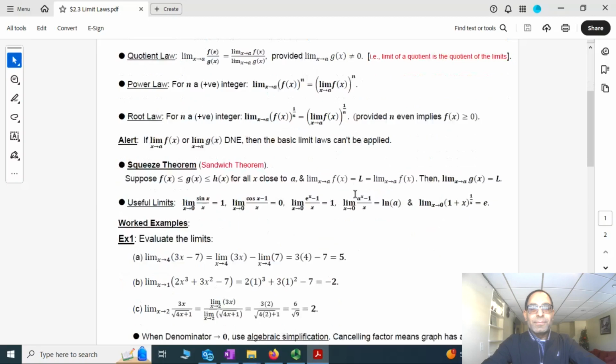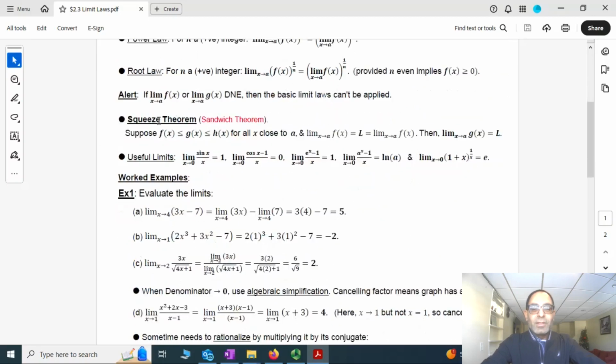Okay, let's continue. Squeeze theorem. Suppose we have these two inequalities: function f(x) is less than or equal to function g(x), and g(x) is less than or equal to function h(x) for all x close to a. If the limit of the smallest function f(x) as x approaches a is L, and the limit of the largest function h(x) as x approaches a is also L, the common value, then the limit of the middle function g(x) as x approaches a is L.